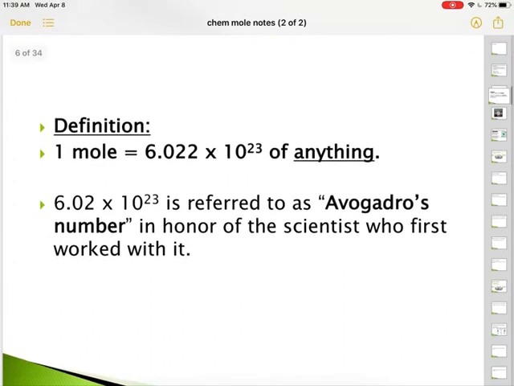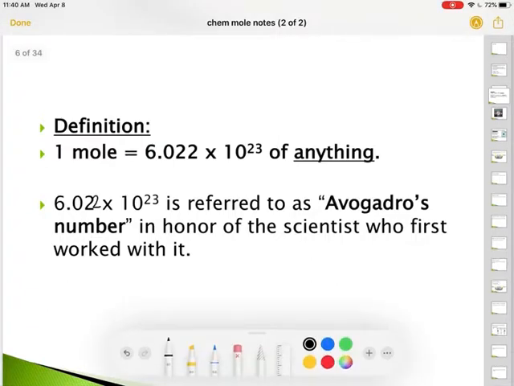One mole is basically something that's just a lot bigger than that. It's 6.022 times 10 to the 23 of anything, okay? And it is called Avogadro's number in honor of the scientist who first discovered it, Amedeo Avogadro, in the 1500s.